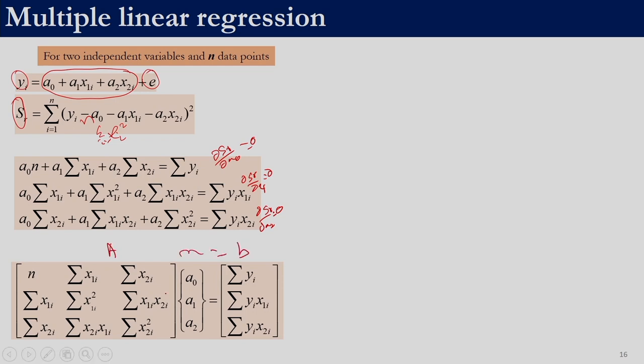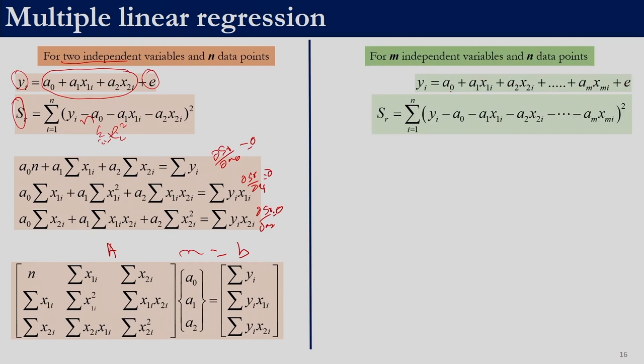Let us assume that instead of 2 independent variables, there had been m independent variables. Let us say this was our model: a0 plus a1 x1i plus a2 x2i plus all the other terms till am xmi plus an error. Remember, this is the model, and this is the observed or measured data point. There may be some mismatch between what we have observed and what our model is capturing, so we have this error.